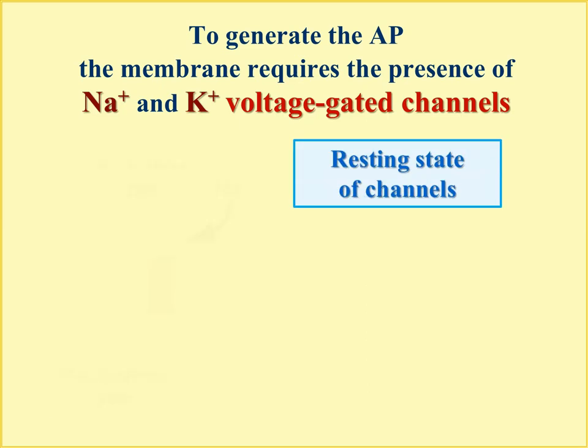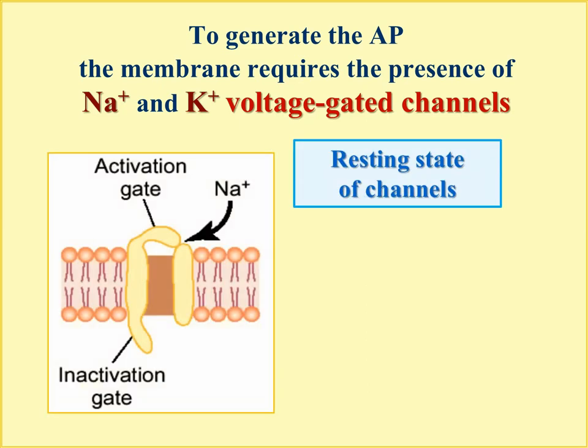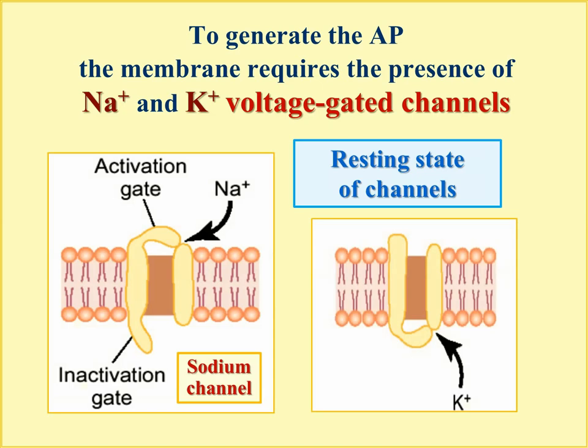Resting state of the channels. For sodium channels, you are already familiar that activation gates are closed at rest, while inactivation gates are initially open. Potassium channels are simpler, they have just one gate mechanism, and at rest this gate is closed. So it's very easy to remember that in a resting state, all voltage gated channels, regularly used for action potential generation in neurons, are closed in the resting state of membrane.